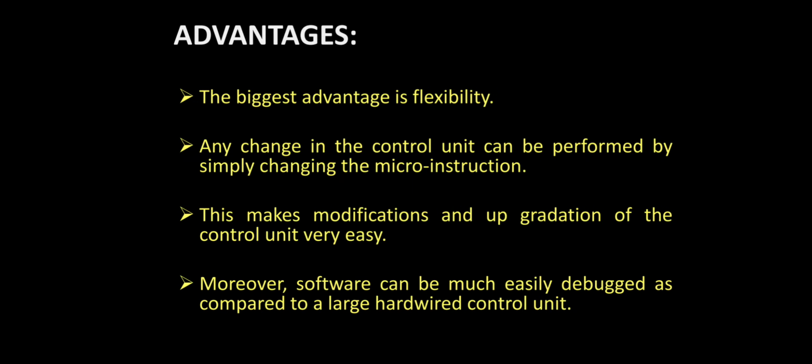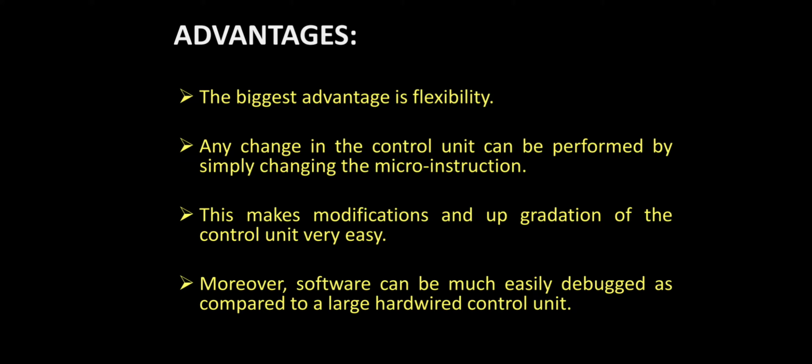The advantage of Wilkes' microprogrammed control unit, the biggest advantage of it, is flexibility. Any change in the control unit can be performed by simply changing the microinstructions. It just requires a typing effort. But if we use hardware circuits, it requires changing of wires, which requires a huge amount of time and effort. Here it requires only the simple effort of typing. This makes modification and upgradation of the control unit very easy.